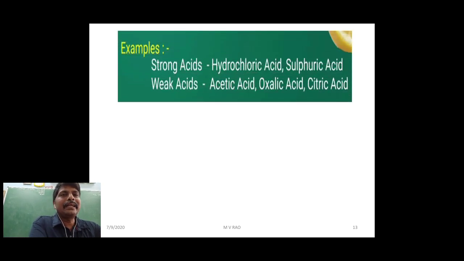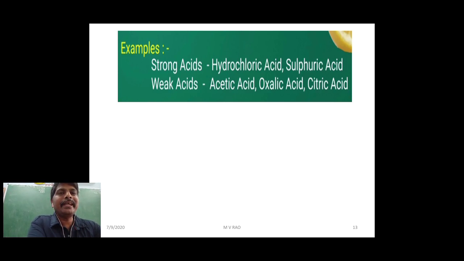Children, I already told you what is meant by an acid. Acid is a substance which gives H plus ions in water. So acids are of two types based on their source. What are the two types? Mineral acids and organic acids.